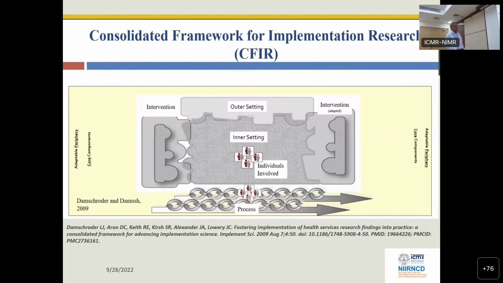And that inner setting works under the purview of an outer setting, which is beyond the control of these individuals. That is, whether the mosquito nets are made available by the outer system or not, whether the insecticide spray is being carried out by the outer setting, which is not in the control of the individuals. That is the outer setting. And together, this outer and inner setting decides the intervention that you are going to launch and whether the intervention will be adopted or not.